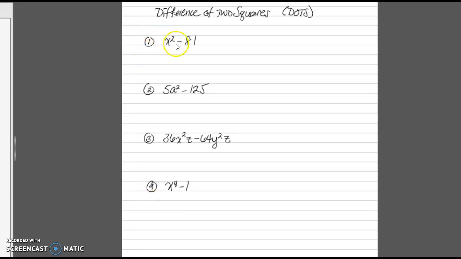So we have two terms. There's a difference between them. X squared is a perfect square. 81 is a perfect square. So we can go ahead and set up our two binomials and take the square root of each term. Square root of x squared is x, that goes in the first position. Square root of 81 is 9, that goes in the second position. One binomial has a plus sign, the other has a minus sign. It doesn't matter which one it is.